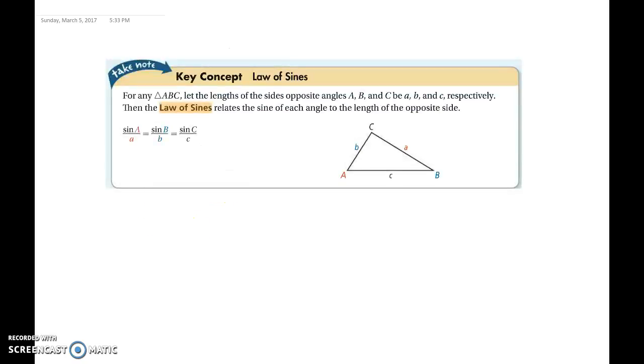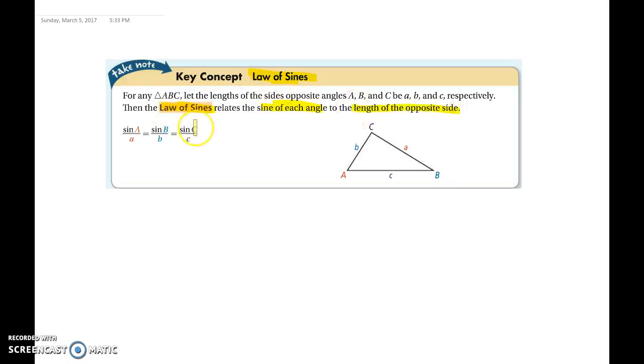All right, so let's go through the formula for this. So now it is the law of sines. So for any triangle ABC, let the lengths of the sides opposite the angles A, B, and C be a, b, and c. So capital letter A means it's the angle A, and then the lowercase letter a means that it is the side opposite of the angle A, and we'll call that side a. And the law of sine relates the sine of each angle to the length of the side opposite of it.